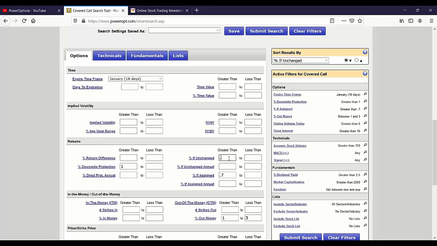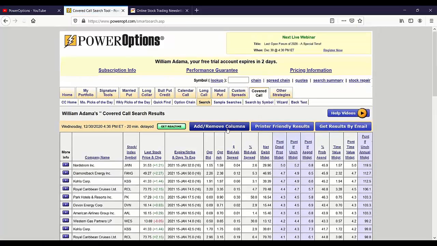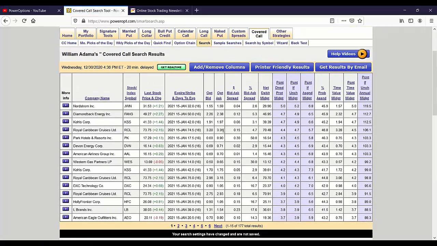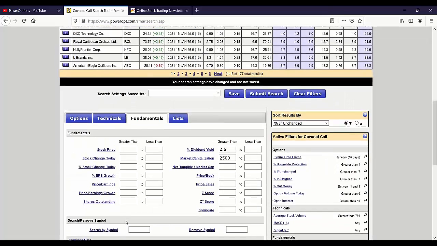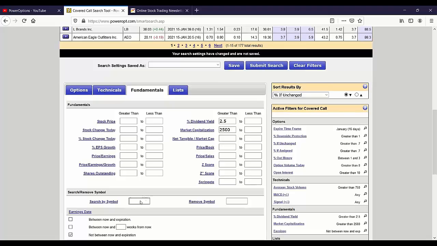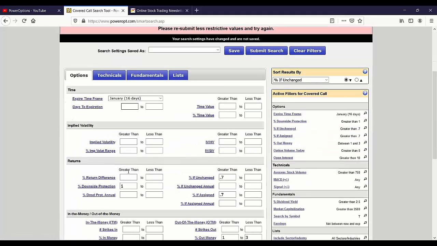I should have put percent if unchanged. My apologies. Let's put 0.7% if unchanged in addition to the percent if assigned. That kept us about the same range. Let's see if T came up, just out of curiosity. Okay. Nope. T is not in there, which tells us what?